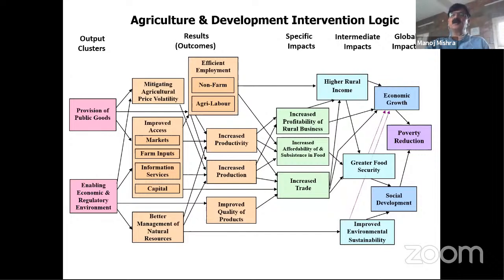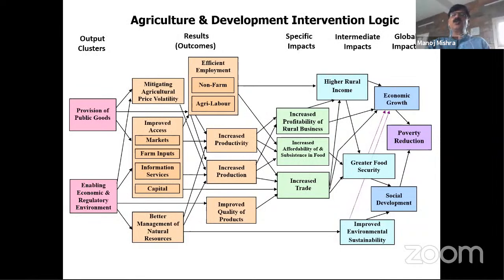The larger context means right from the enabling economic and regulatory environment to the provision of public goods, which will help mitigate agricultural price volatility. Price volatility is a major issue in the agricultural sector. This will also enable improved access to markets, inputs, information services and, of course, capital. There are a lot of legislations and regulations which talk about better management of natural resources. I would appreciate it if you are able to connect this with the initiatives the government has been doing right now. There are talks about watersheds, programs like RKVY, incubations and all those things.